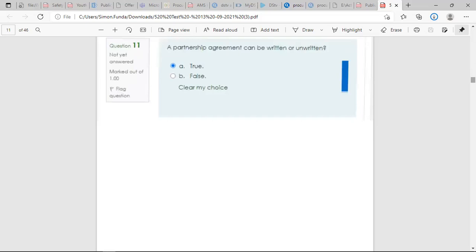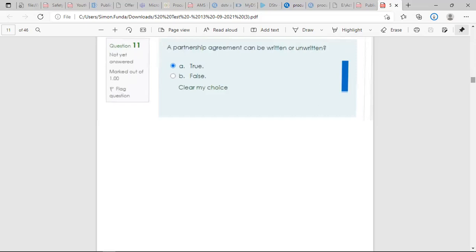A true or false question: a partnership agreement can be written or unwritten. So the answer is true. A partnership has no strict rules like a company or a limited company. The partnership is just like a sole trader, where there are no strict rules. So it's true that it can be written or not written.